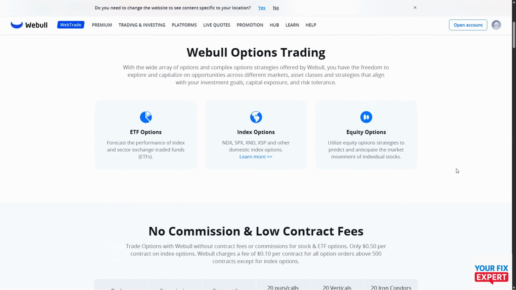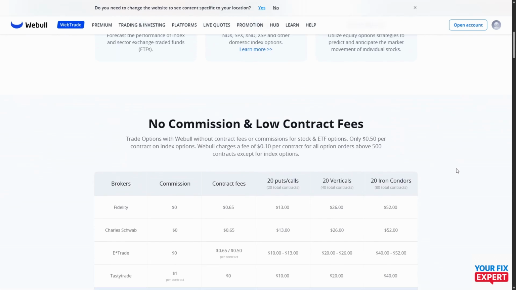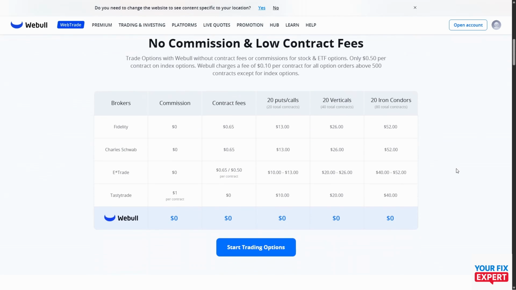Now, by meeting the necessary requirements and carefully completing the application, you can enhance your chances of obtaining level 3 options trading approval on Webull.